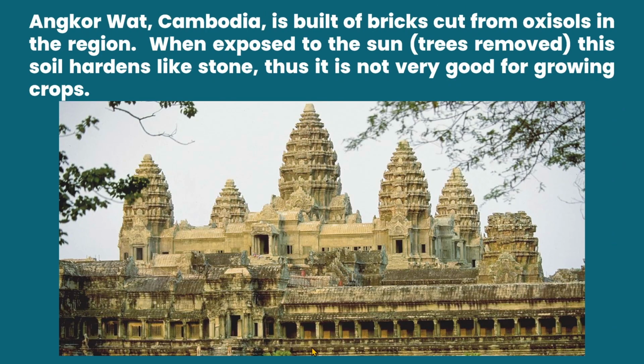And this is the iconic Angkor Wat. Angkor Wat is in Cambodia, and this was built using bricks made from local oxisols. When these soils are exposed to sunlight after trees are removed, they harden almost like a stone. That's why they're strong enough for construction, but they're not suitable for farming.